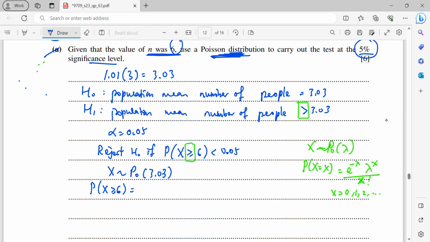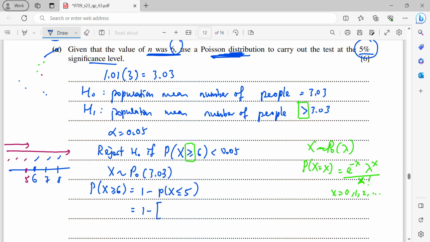It's not practical to count 6, 7 and on until infinity, because we don't know when to stop. So you can just refer to the number line, 6 onwards: 6, 7, 8 and so on. I will just use total probability minus up to the previous probability. The previous probability is up to 5. So from this number line, it is 1 minus P(X ≤ 5). Now P(X ≤ 5) is P(X = 0) until 5.